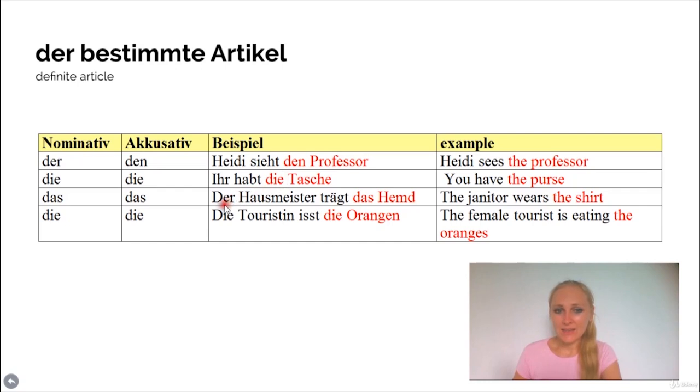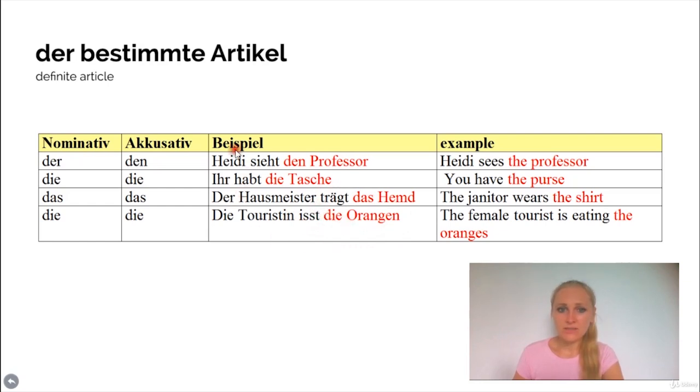Okay. Then the next one, "der Hausmeister trägt das Hemd," means the janitor wears the shirt. Tragen, to wear or to carry. Right? Whatever you wear or carry is an accusative object. So here, "das Hemd," or the shirt, is the accusative object. And the last example, "die Touristin isst die Orangen," which means the female tourist is eating the oranges. And here, essen, whatever you eat, is an accusative object. So "die Orangen" here are an accusative object.